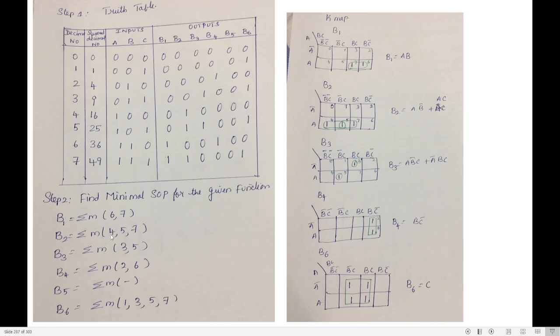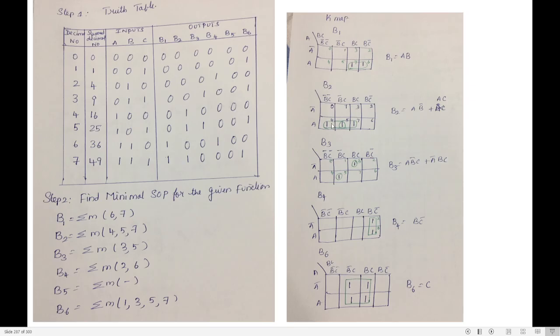Now go for B2. B2 is 4, 5, 7. Go to position 4, 5, 7. Mark ones. Now group it. So 4 and 5 are adjacent. I can group a pair. I cannot group 3. I should group a pair, or a quad, or an octet. Now here I'm grouping a pair. Can you see this? This is one pair and this one is its neighbor. So I'm grouping two. There is a second pair.